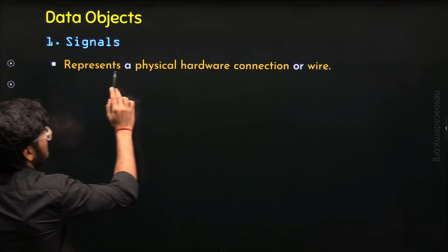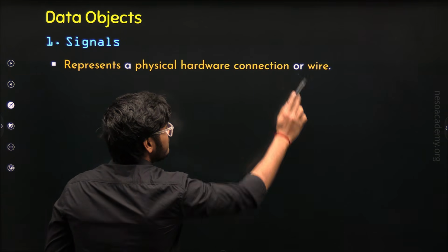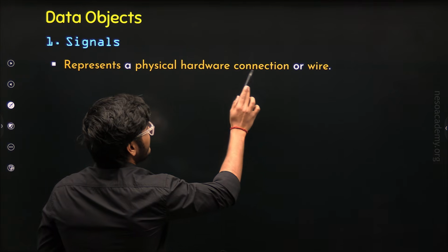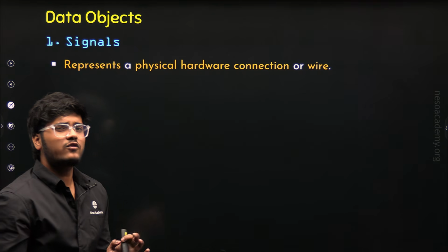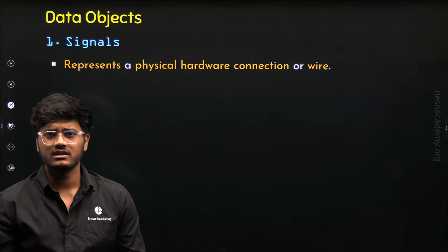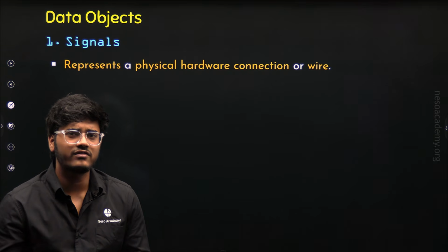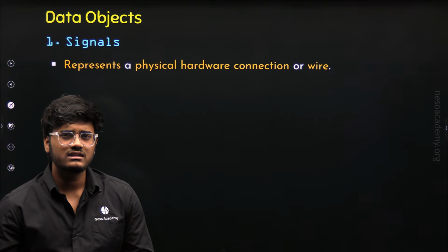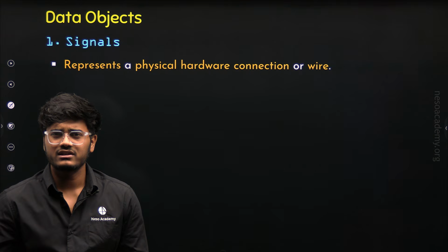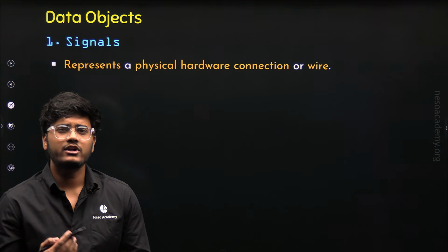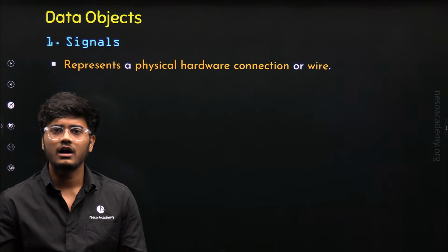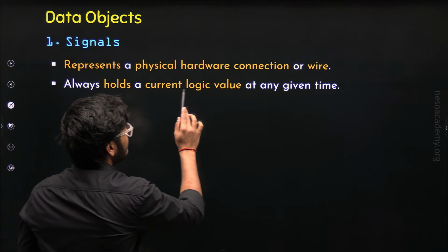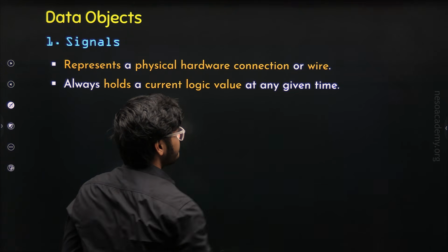Signals represent a physical hardware connection or wire. Means signals behave as a physical hardware connection or wire. Now what does a wire actually do in real circuits? It carries values. It transports data between different components. Now signals are not actually storing data like a real hard drive. Rather, it holds a value. Example, a voltage value. So, a signal always holds a current logic value at any given time.